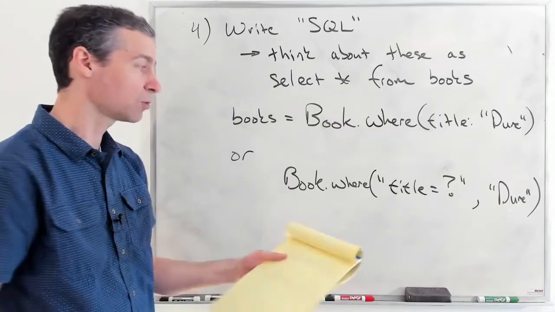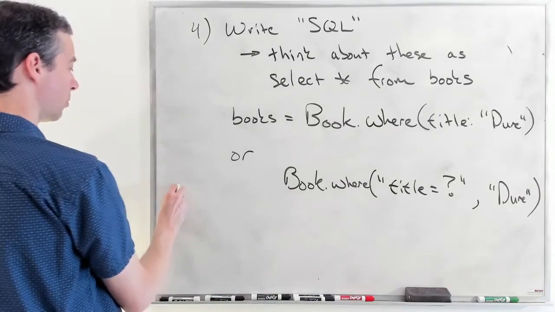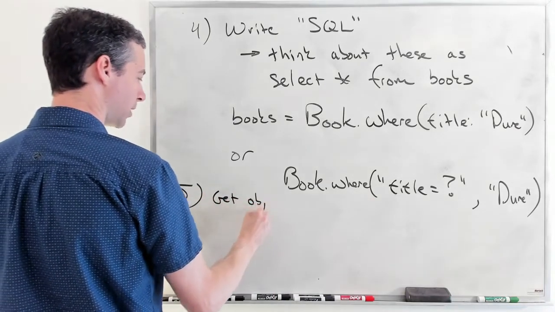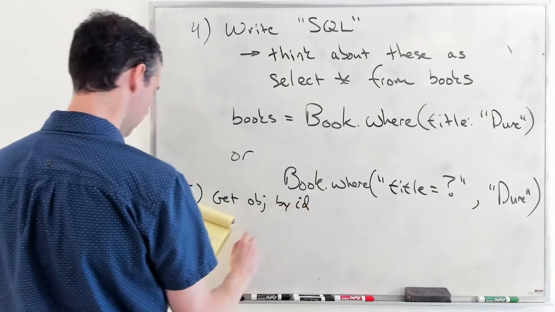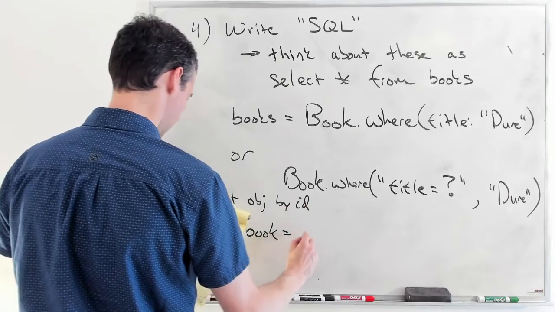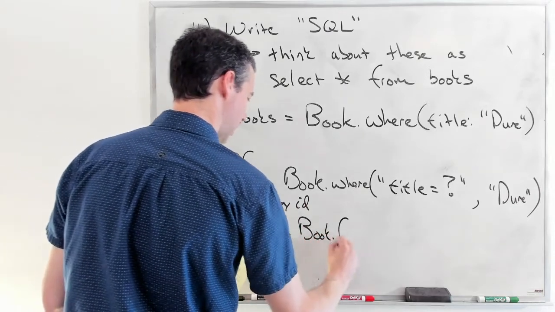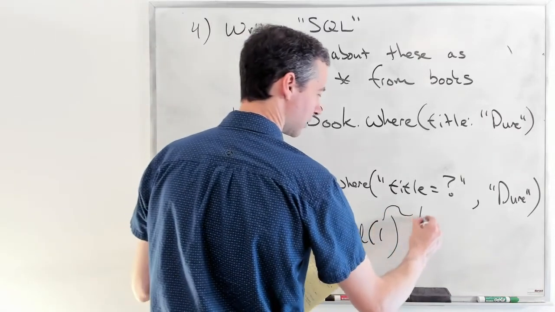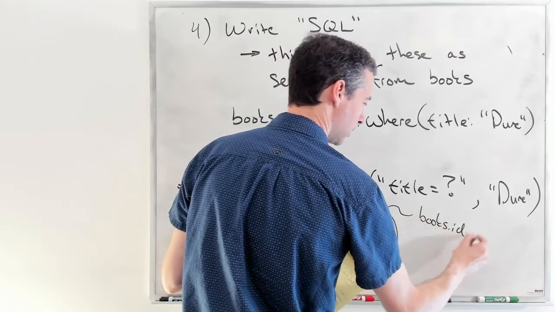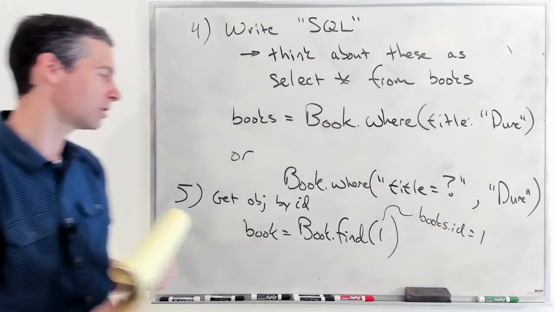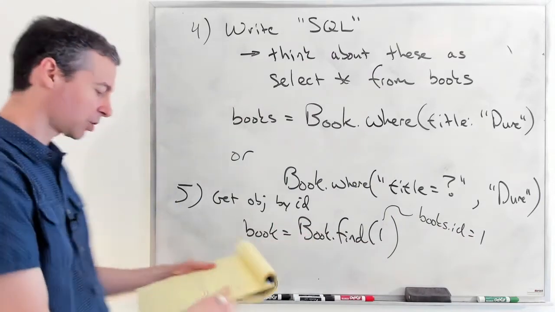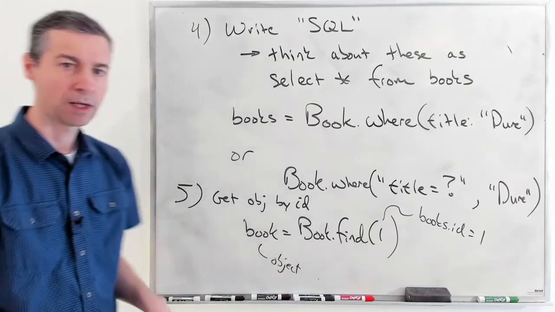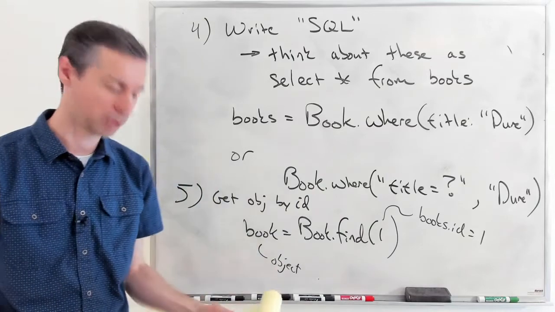Great. Let's say you've got a particular object that you want. You know its ID. We want to get an object by ID. That's easy. We can do book is equal to book.find, and we pass in, let's say, an ID. So this is basically where books.id is equal to 1. So find me the book whose ID is 1, and then give me back the actual object. It's a book object. We can access the title then. It's not a relation. It's not a whole bunch of books.